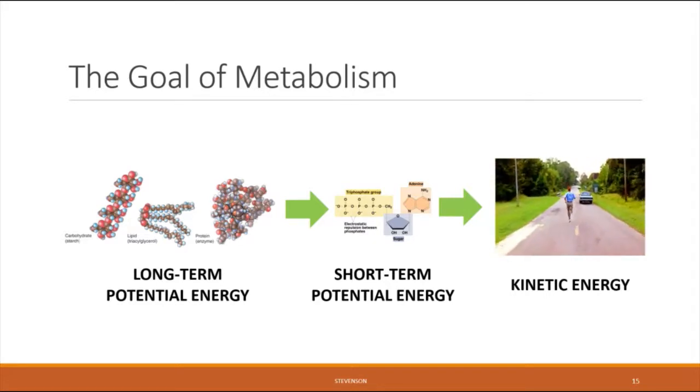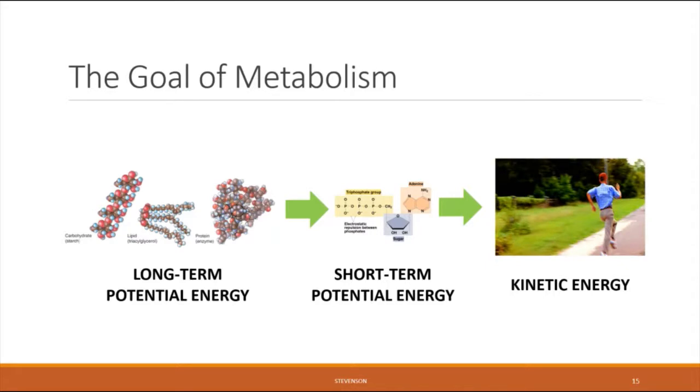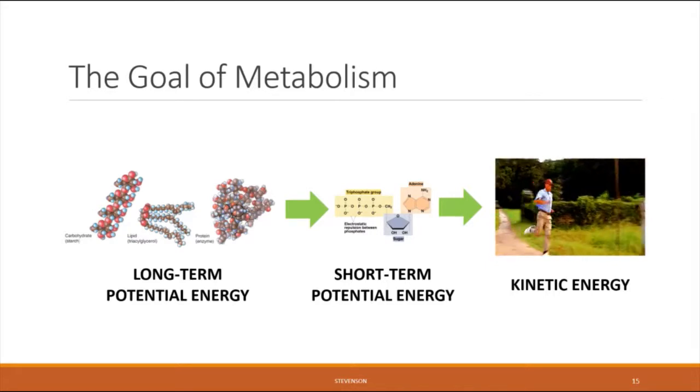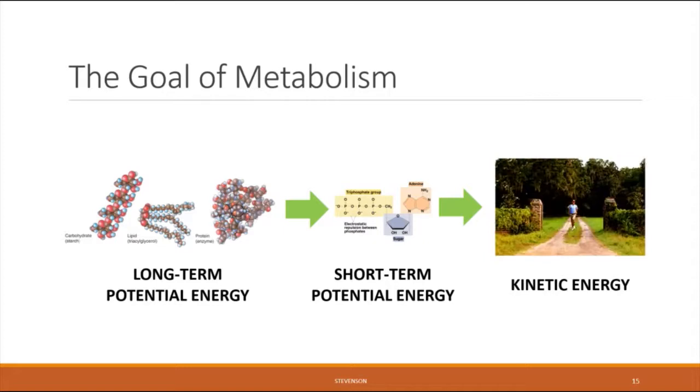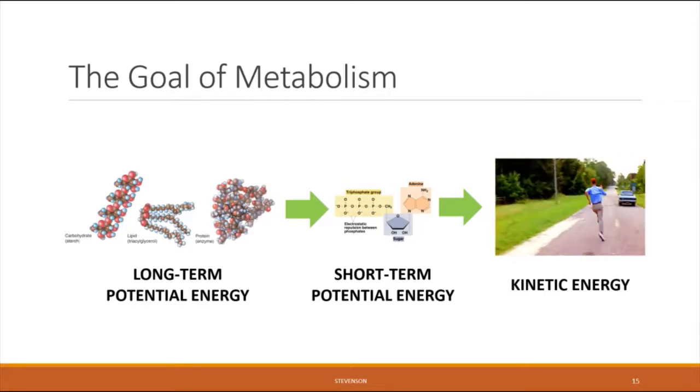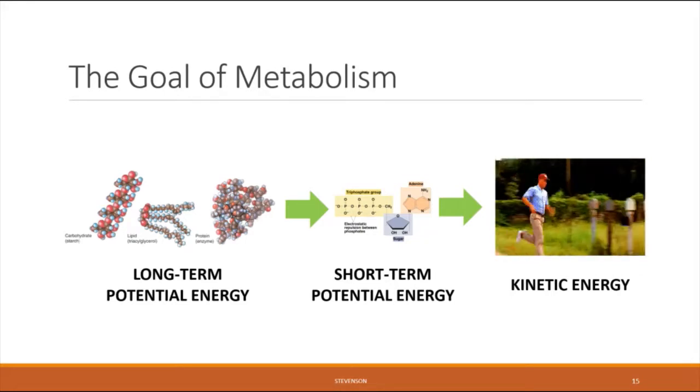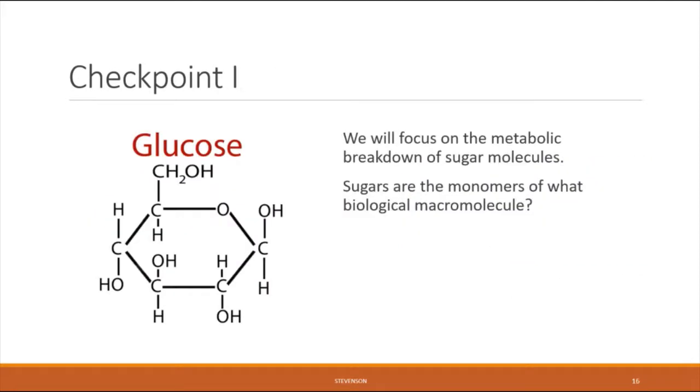Now, in this lecture, we don't have the time to talk about the metabolic breakdown of carbs, lipids, and proteins altogether. So we're going to limit the scope of our investigation here, and instead we're just going to talk about the metabolic breakdown of sugar molecules by your body. In this first checkpoint, what I want you to do is tell me what is the biological macromolecule that sugars are the monomers of. This is a review from a previous chapter that we covered, but tell me, sugars are the monomer of which of the 4 biological macromolecules?